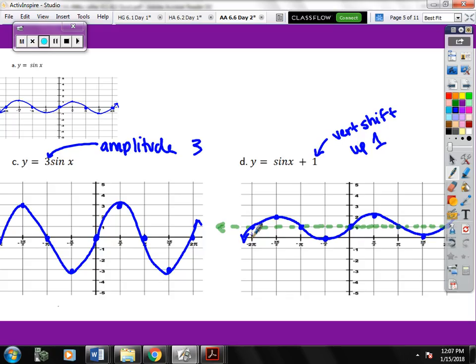There's one more on this page that has multiple things going on, and that will have an amplitude change and a shift.